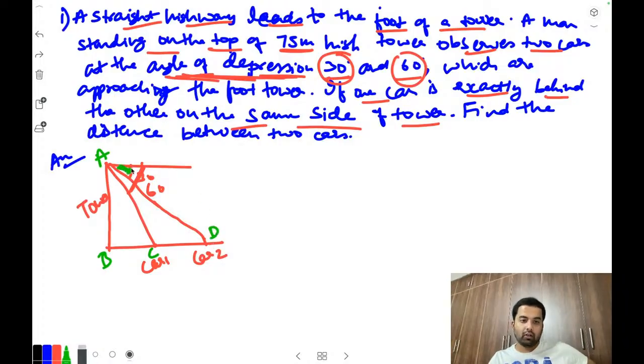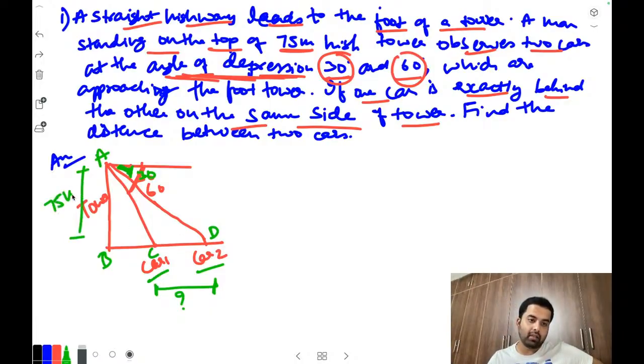Now, what are you going to do to get the answer? The question is asking to find the distance between two cars. Here is car one, here is car two. What is the distance here? CD is the distance, right? The question is asking about the CD length. The tower height is given. What is the tower height? 75 meter.